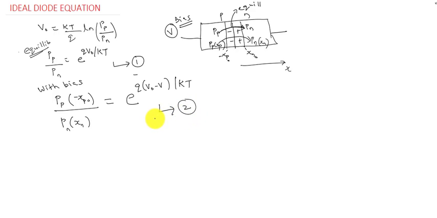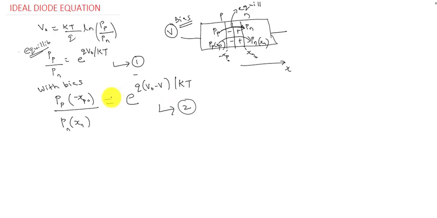We have to clearly understand equation 1 and equation 2. Equation 1 is the hole diffusion under equilibrium condition in terms of the contact potential, and equation 2 is the same hole diffusion with the bias condition. The change is that the value of V0 changes to V0 minus V. At equilibrium the value is V0, under forward bias condition the value is V0 minus V.